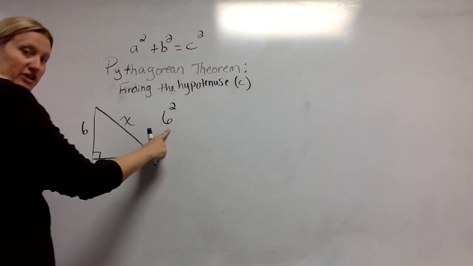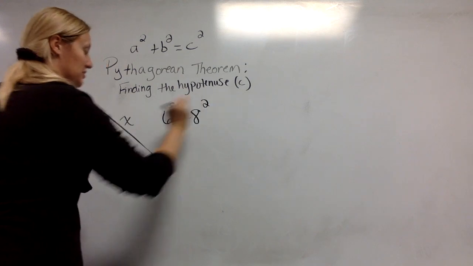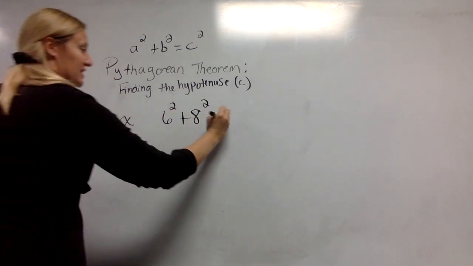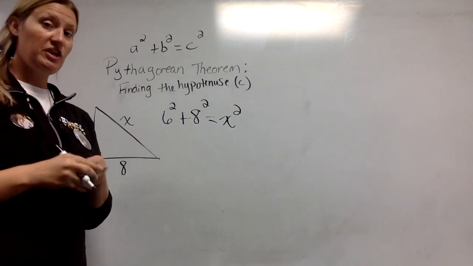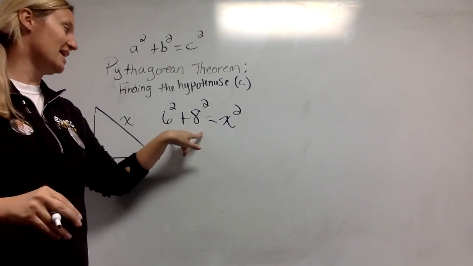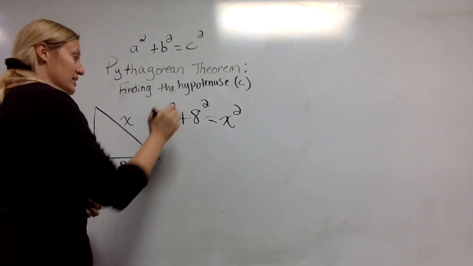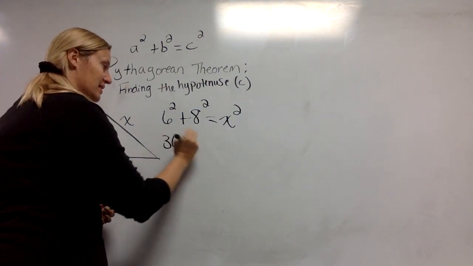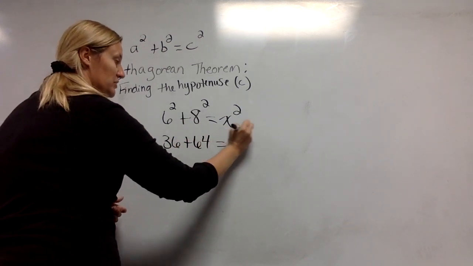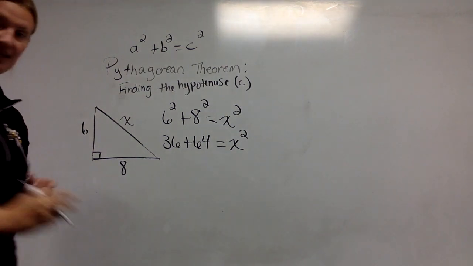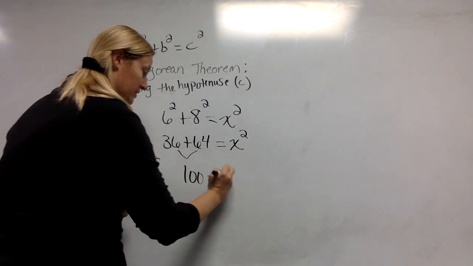So instead of A squared, it is 6 squared. And instead of B squared, I'm going to put 8 squared. And then I'm finding X. So that is X squared. Make sure that you have those squares. So before I can solve for X, I need to simplify this side. I need to do order of operations and simplify. 6 squared is 36. 8 squared is 64. That still equals X squared. Okay? Now I add 36 plus 64 is 100.